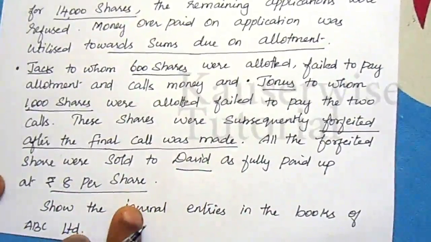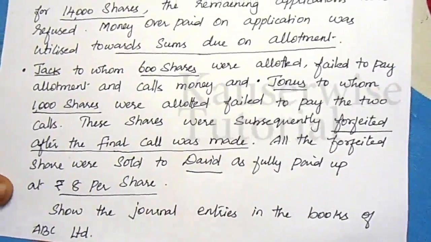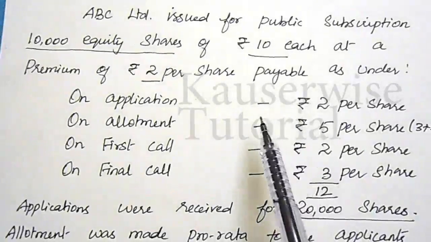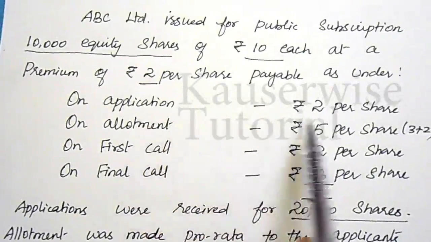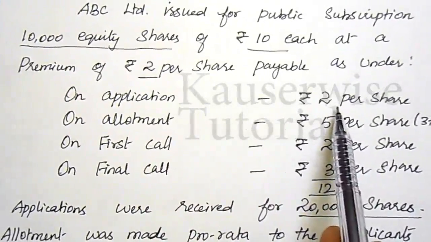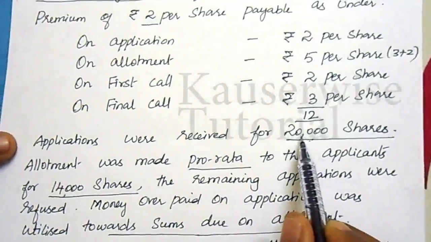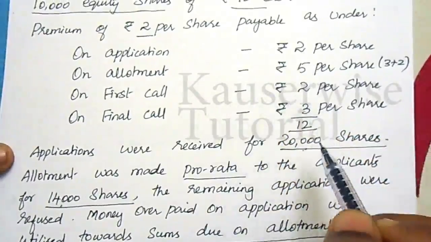Okay, with this information, they ask you to make journal entries in the books of ABC Limited. First, you have to make the entry for application money received. For that, just see how many applications were received by the company. Applications were received for 20,000 shares. So 20,000 into 2 rupees, 40,000.